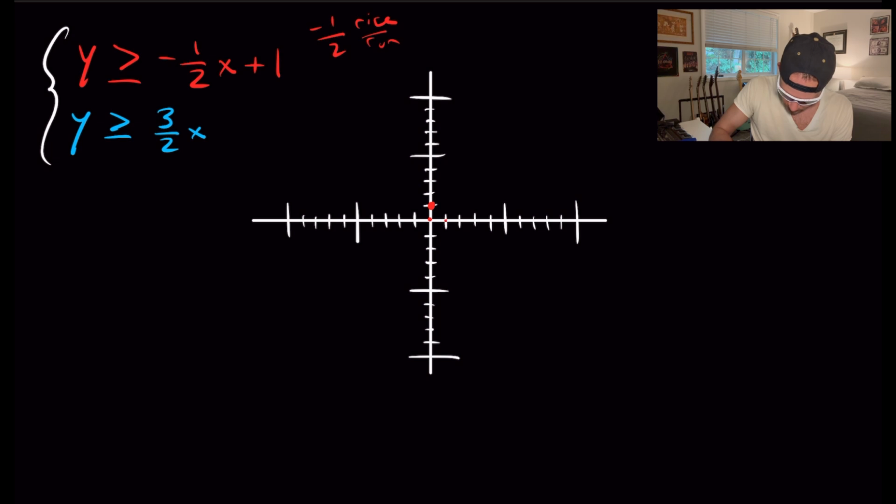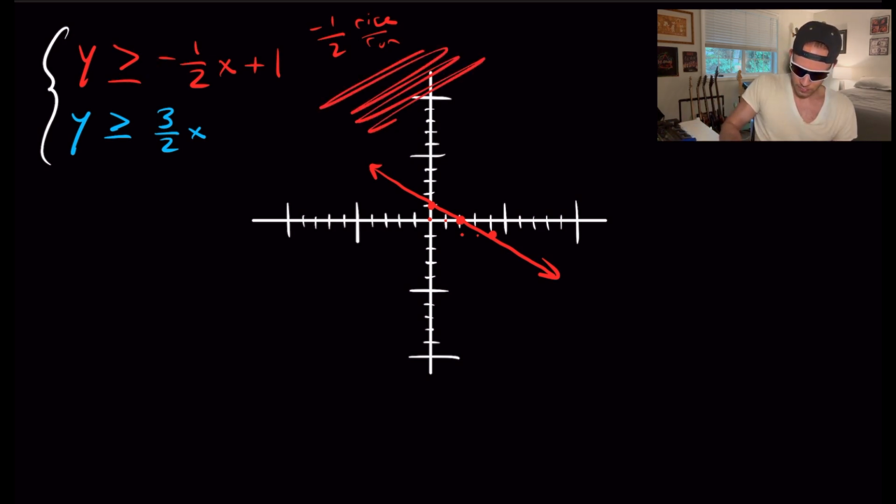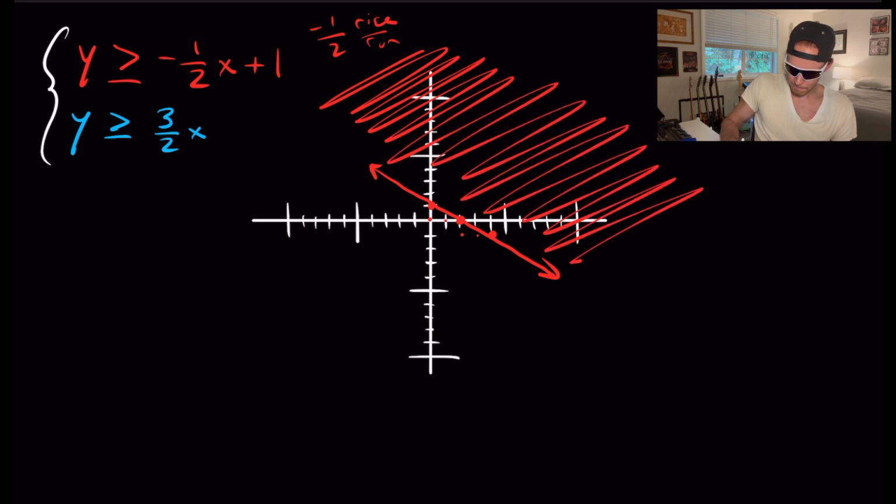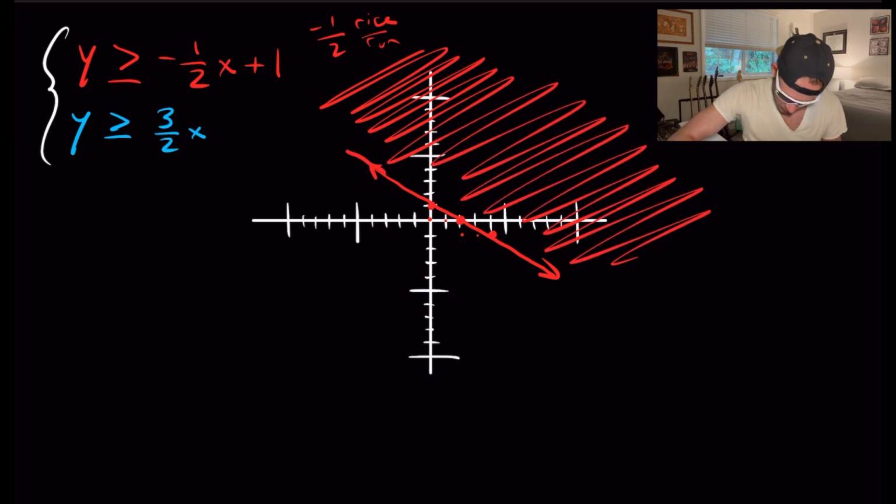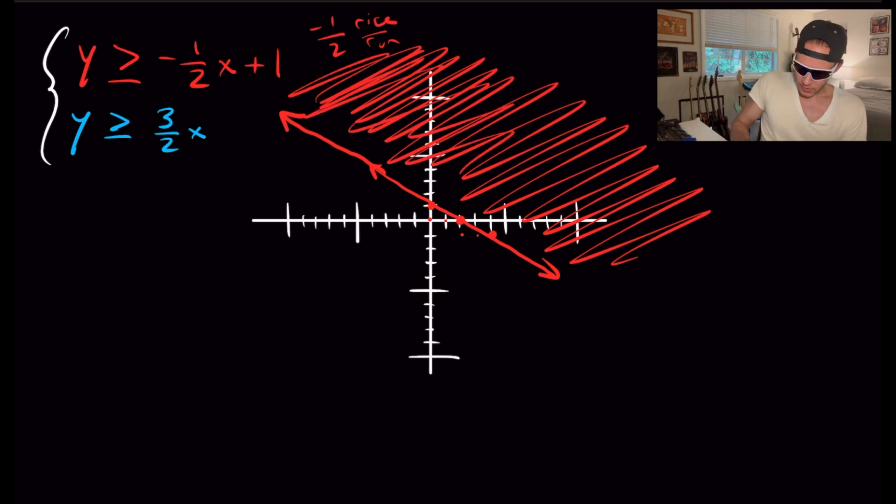So down 1 and then to the right 2, plot a point. And since this is y is greater than or equal to, this is going to be a solid line. So it'll look something like that. And it's greater than or equal to, so we're going to shade above this line. I'm going to make it a little bit longer. Okay, like that. All right, so that's the first one.